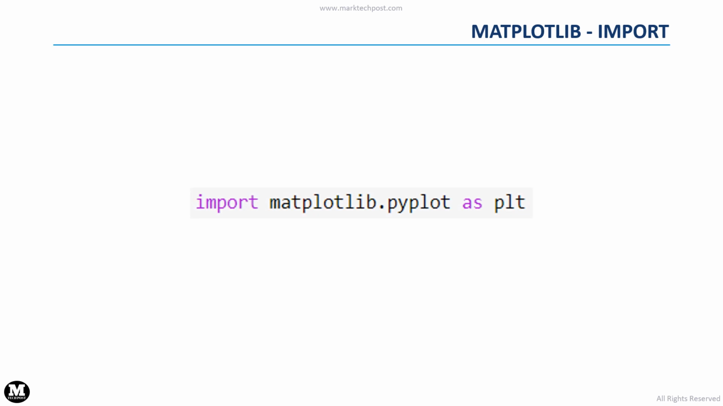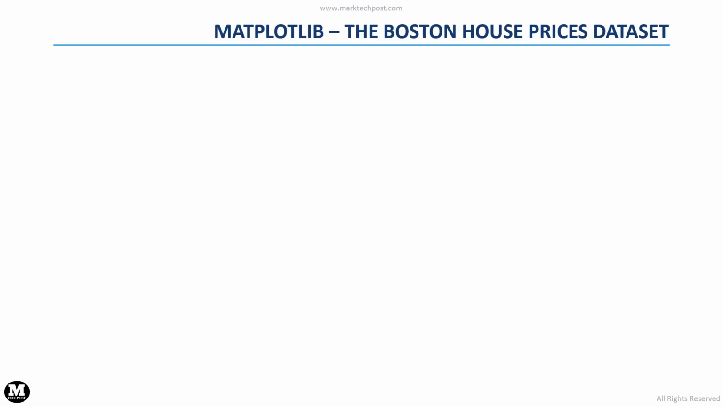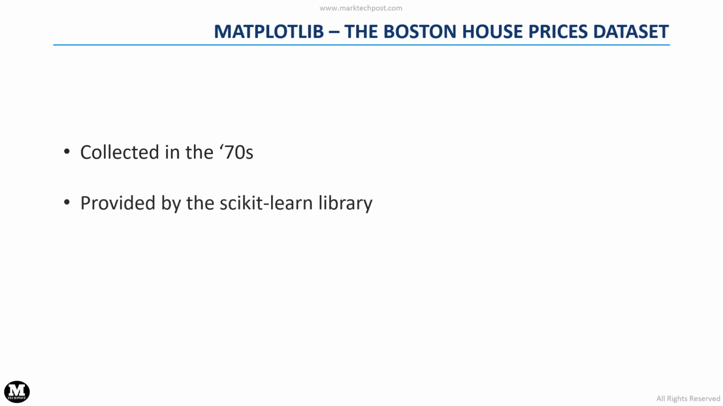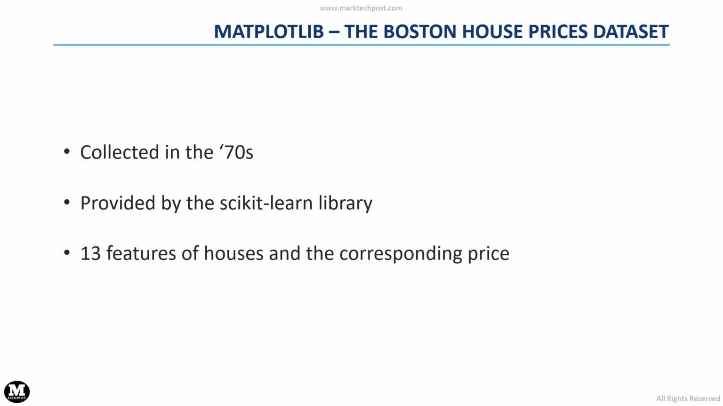The first visualization tool we are gonna learn is the Matplotlib library. This is how you can import it. To play with the library, we are gonna use the Boston house prices dataset. It has been collected in the 70s and it is provided by the Scikit-Learn library. Its records contain 13 features of houses with a corresponding price, expressed in thousands of dollars.